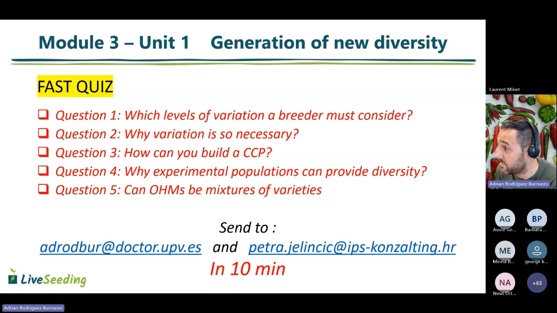Which levels of variation must a breeder consider? Why is variation so necessary? How can you build a CCP? Why can experimental populations provide diversity? And finally, can OHMs, organic heterogeneous materials, be mixtures of varieties?